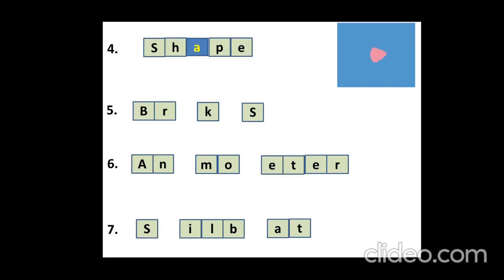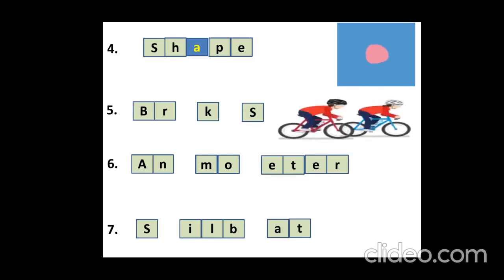Number 5. B, R, blank, K, blank, S. Wow, I can see the cyclists here. They are riding a cycle, right? They're going in one direction. And in case if they want to stop their cycle, how will they stop it? By pulling the brakes. So what is the spelling? B-R-A-K-E-S. Brakes. That's correct.